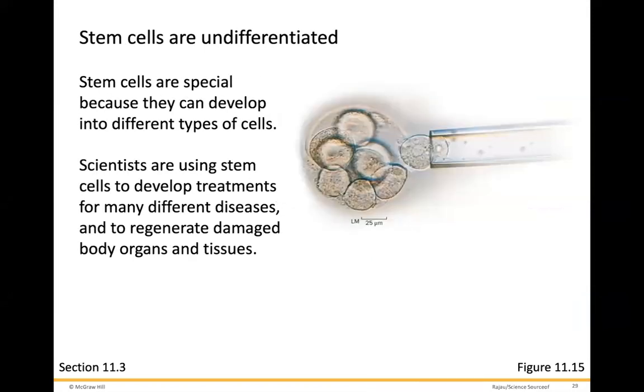So why are stem cells so important? Stem cells are important because they are undifferentiated cells. Stem cells are special because they can develop into many different types of cells. Scientists are using stem cells to develop treatments for many different diseases and to regenerate damaged body organs, and even potentially regenerate new tissue or even new organs.